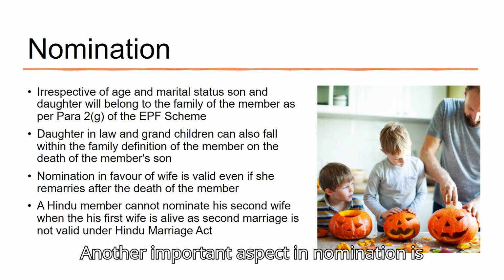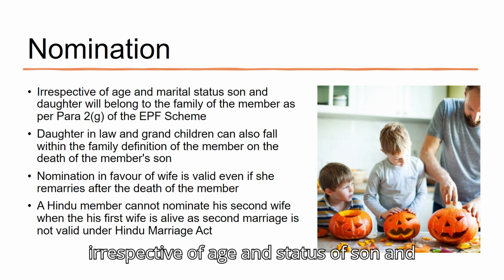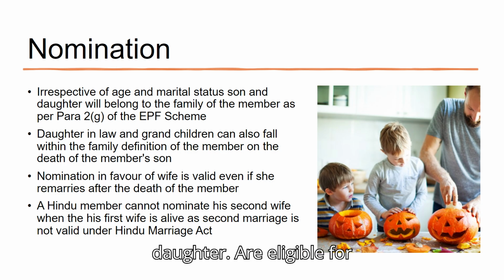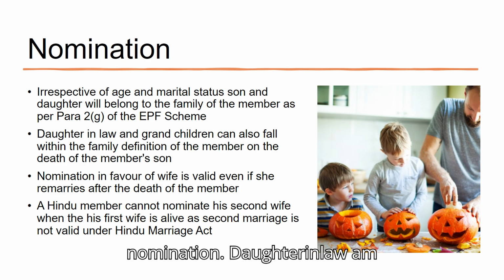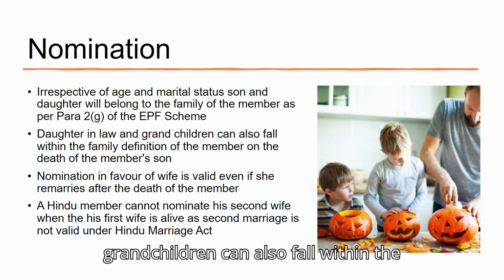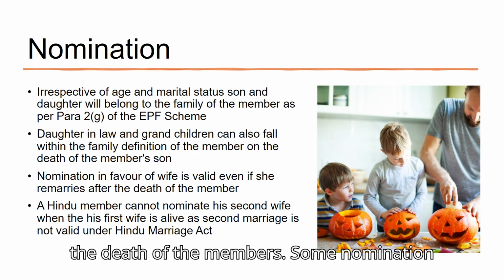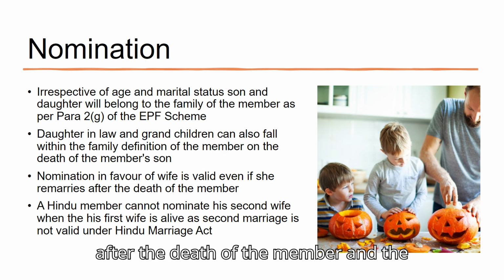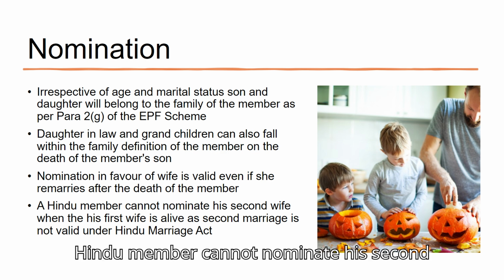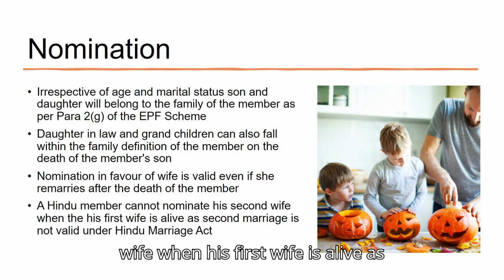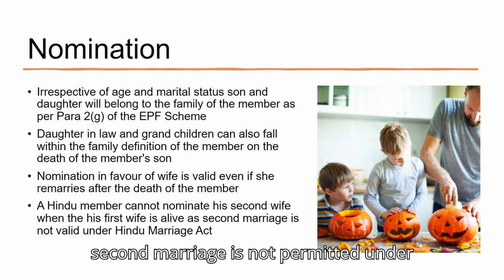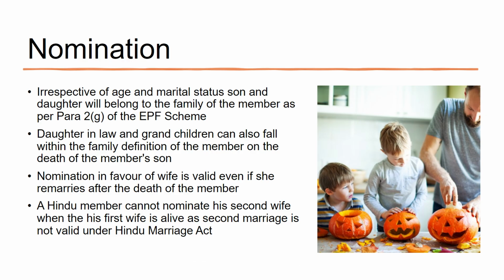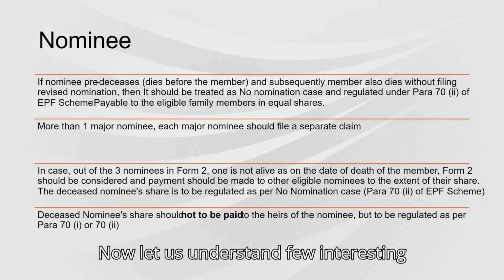Another important aspect in nomination is that, irrespective of age and status, son and daughter are eligible for nomination. Daughter-in-law and grandchildren can also fall within the definition of the family of the member upon the death of the member's son. Nomination of wife is valid even if she remarries after the death of the member, and a Hindu member cannot nominate his second wife when his first wife is alive, as second marriage is not permitted under the Hindu Marriage Act. Now let us understand a few interesting cases.